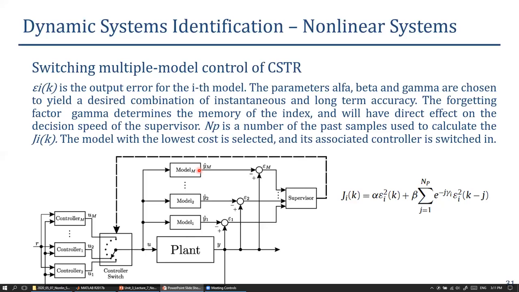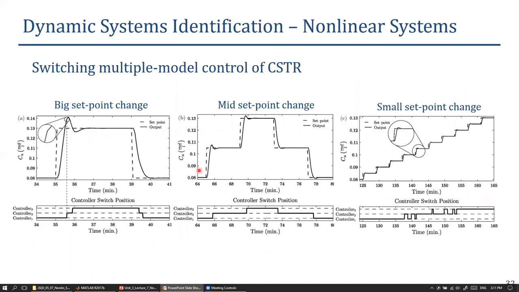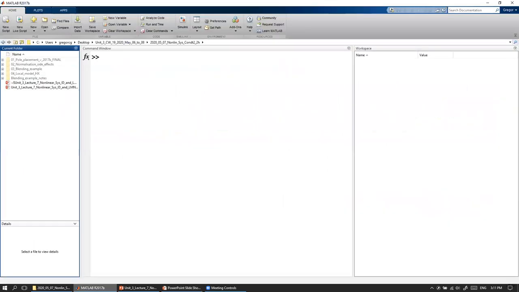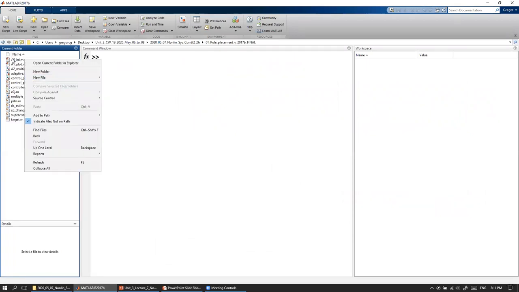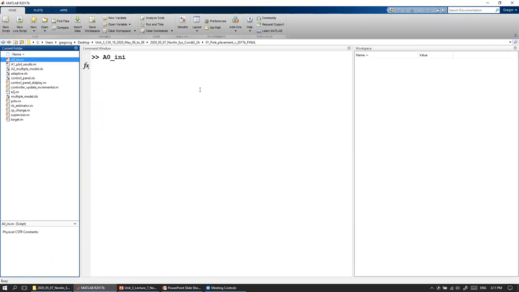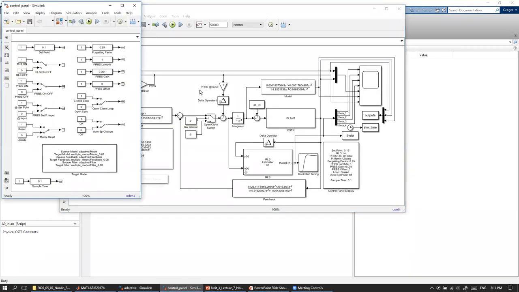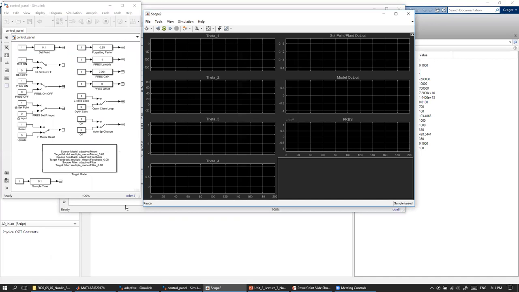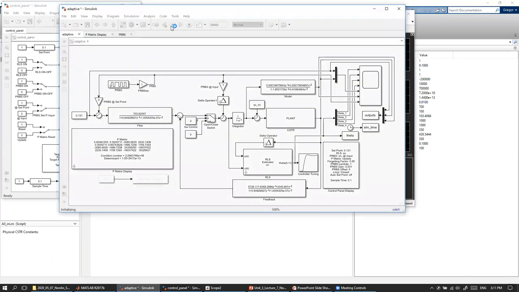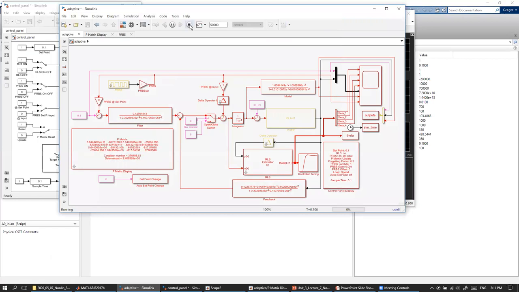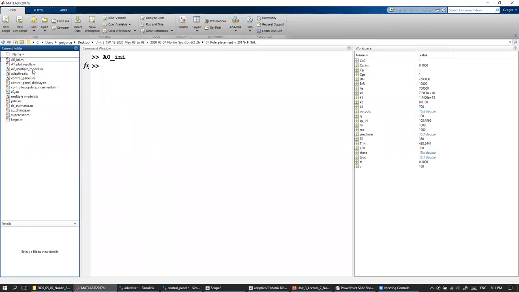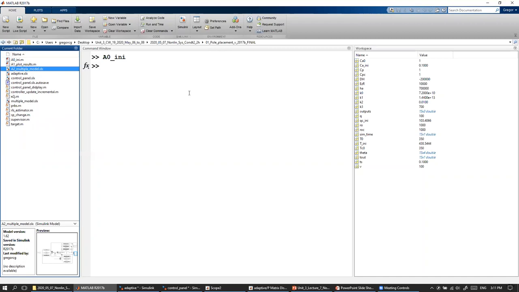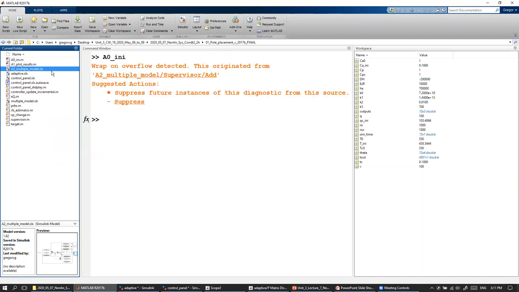Okay. So now I have the results. I will run the simulation. Basically, I'll run it again. We're not going to run the adaptive one. Let's just see, does it work? It does.